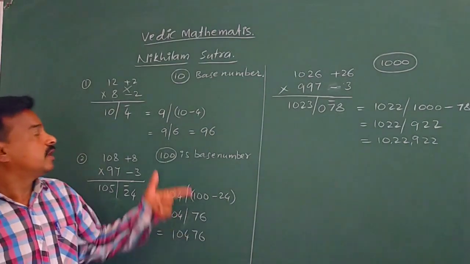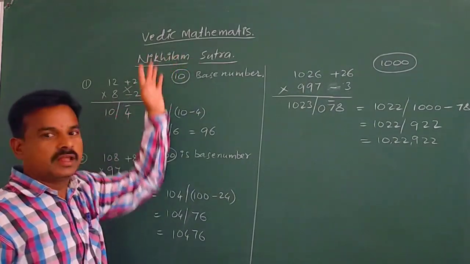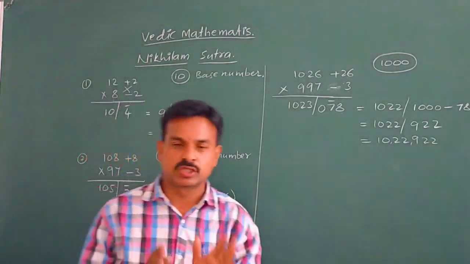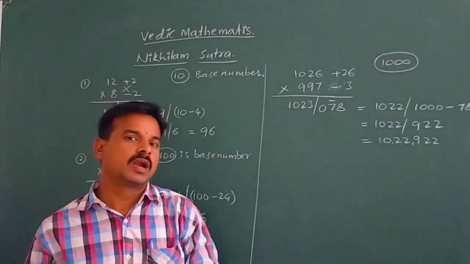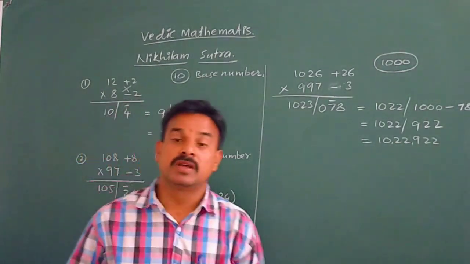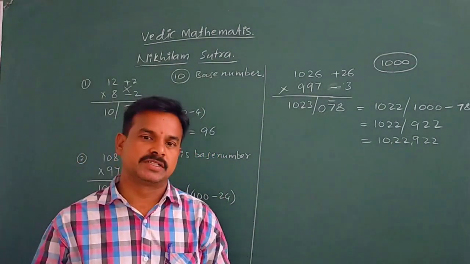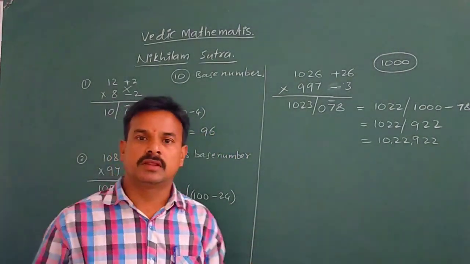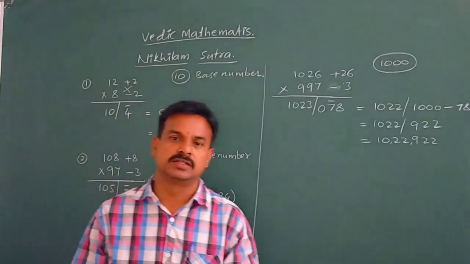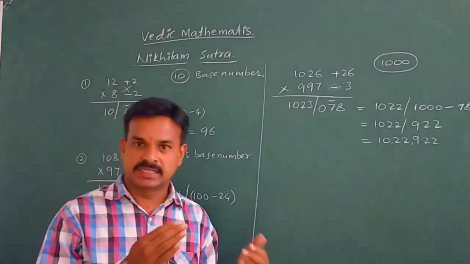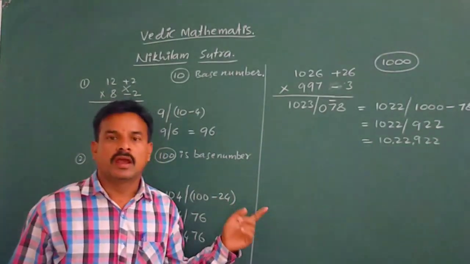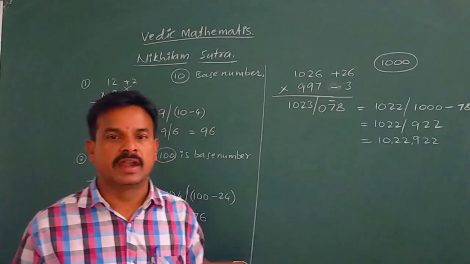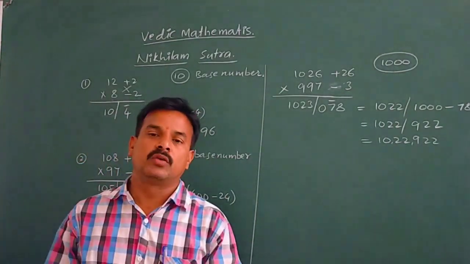Okay, this is one more method. Actually in Nikilam Sutra there are three types. The first one is the multiplication of numbers which are less than 10 powers. The second one is the multiplication of any two numbers more than 10 powers. The third one is the multiplication of any two numbers where one number is less than 10 powers and another number is more than 10 powers. This one we have done, and you practice and you can understand. If you do not understand, watch the video again.